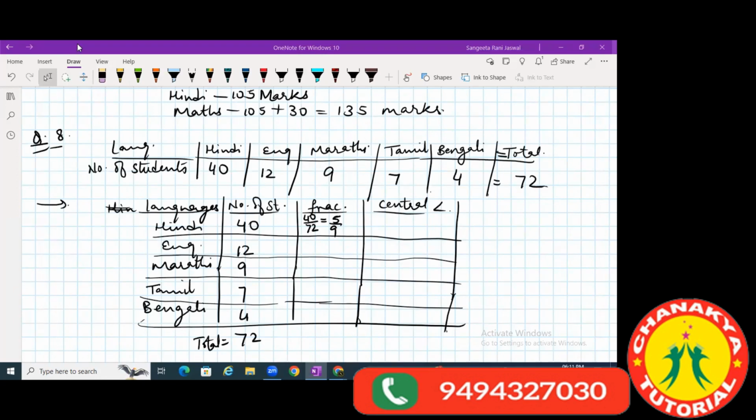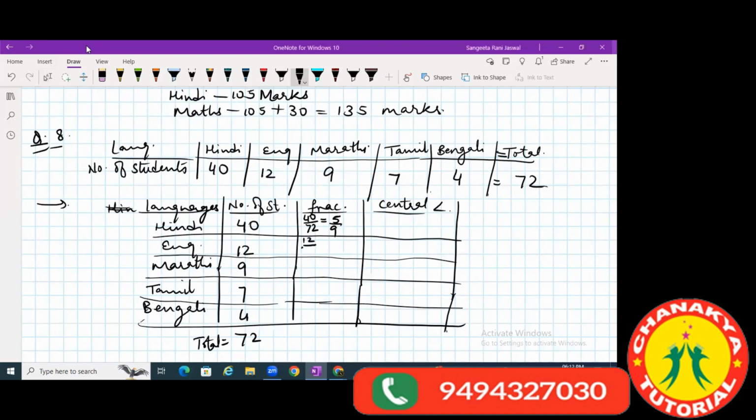Ma'am, 72 can be divided into 360. Ma'am, 72 fives are 360. Ma'am, I found the central angle. Yes, beta. So, ma'am, 72 to 360.